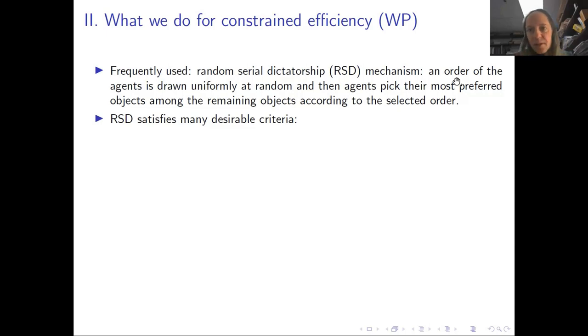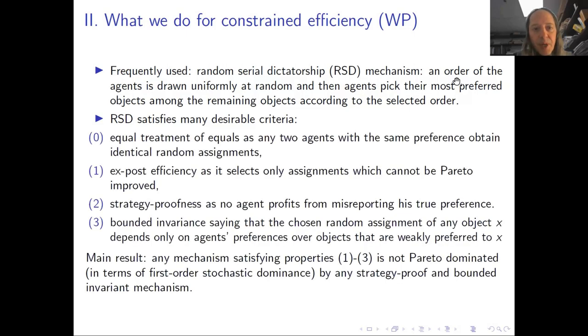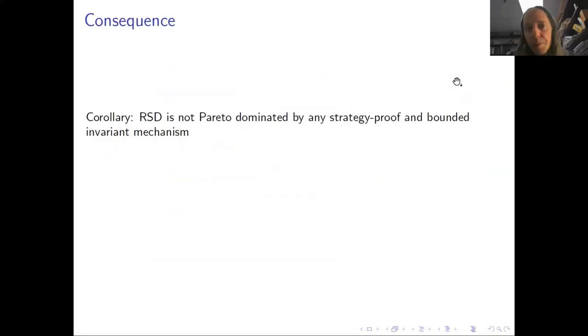This is a natural mechanism. It satisfies some nice criteria: it's symmetric, ex-post efficient, strategy-proof, and bounded invariant. The main result for the second paper is that any mechanism satisfying the last three properties, so not necessarily symmetry, but ex-post efficiency, strategy-proofness, and bounded invariance, cannot be Pareto dominated by a strategy-proof and bounded invariant mechanism. In some sense, this also implies that RSD cannot be Pareto dominated.